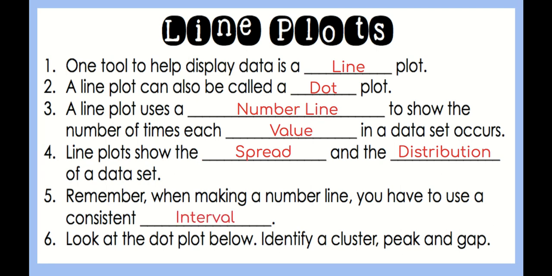Remember, when making the number line, you have to use a consistent interval. If you're counting by ones in the beginning, you can't magically start counting by twos.